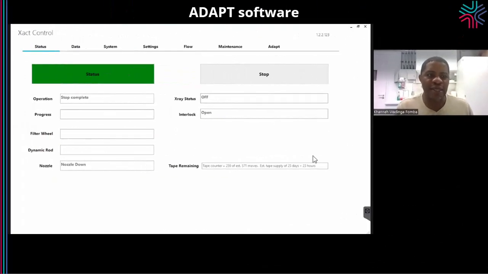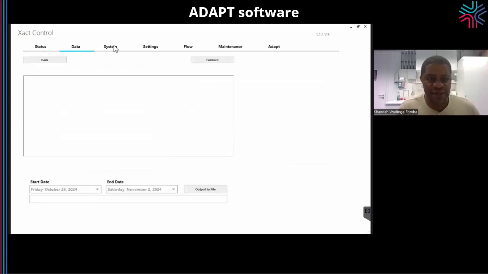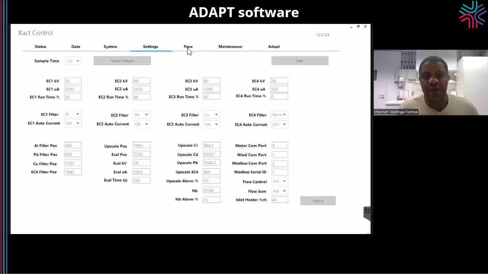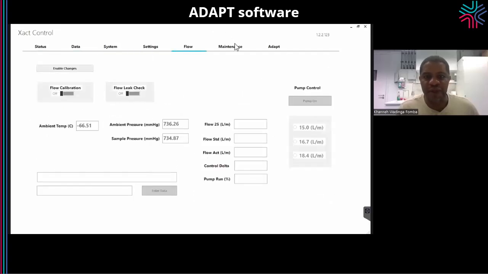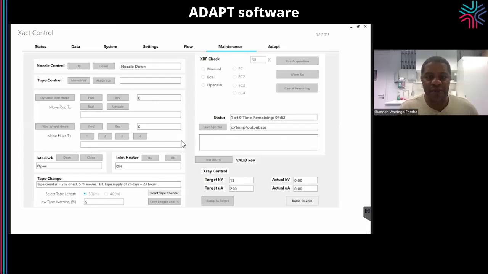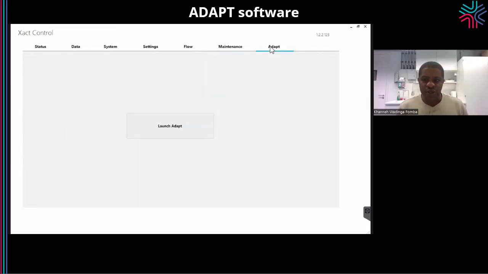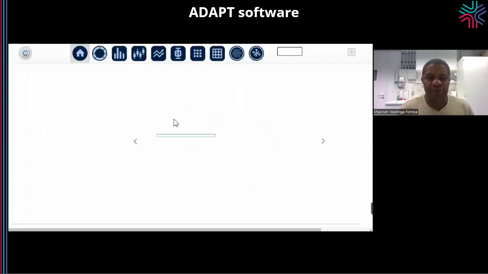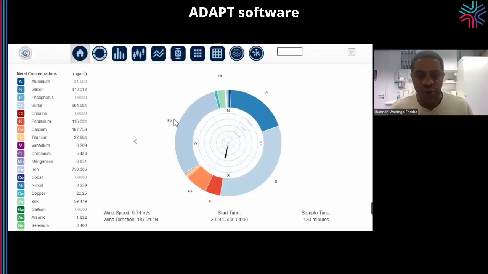Now we are in the XACT control unit, and when you open the XACT control unit, this is a window that opens. You have different menus. Here's the status. This is the start side. You will see if the instrument is on or off, and you see those other parameters. And you have other aspects like the data, the system, the settings, the flow. These are all different menus that you can look into in detail, or the maintenance unit. In this tutorial, I would like to focus on the ADAPT software, which is a data processing software, which we use to have quick looks into the data we have sampled.